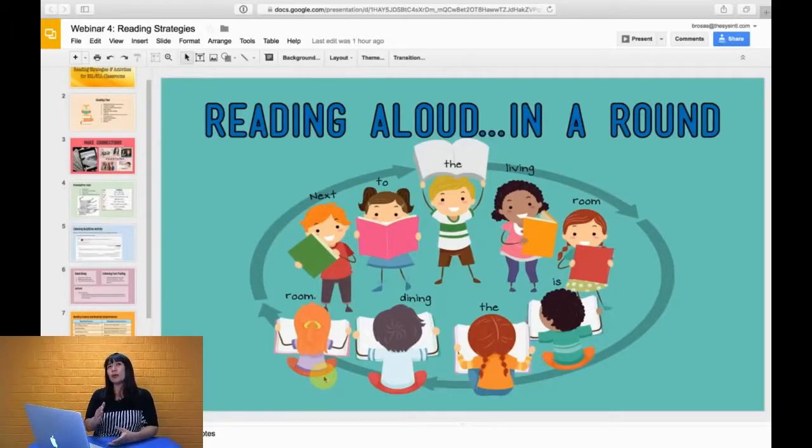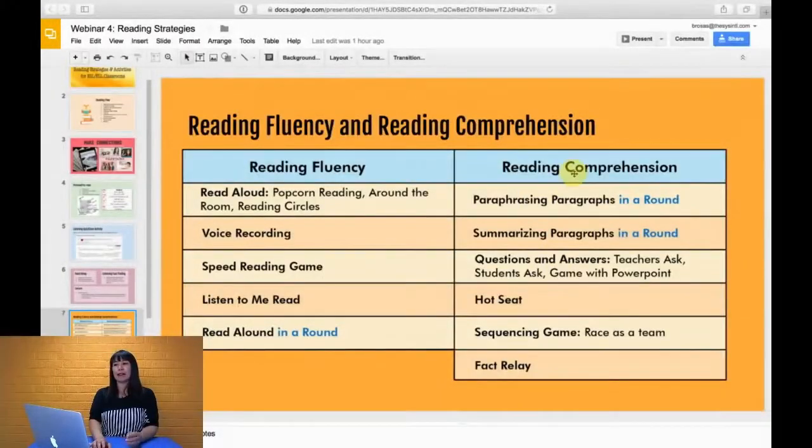When you go to higher levels, so maybe at the intermediate or advanced level, you might do two or three words at a time, or even whole sentences. So they would rotate after each sentence. But the idea is that they are switching off, so they do need to pay attention. The audience is also paying attention. Some other ideas that we have for in a round are for reading comprehension, paraphrasing paragraphs, as well as summarizing paragraphs.